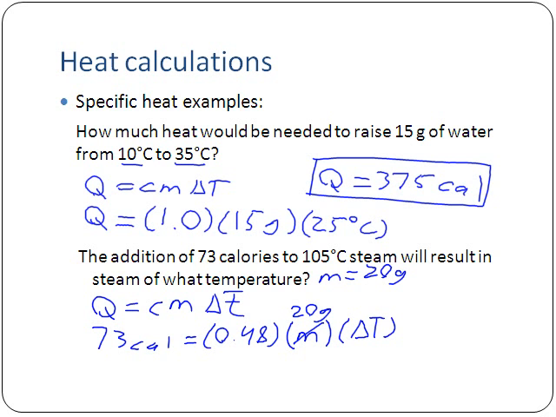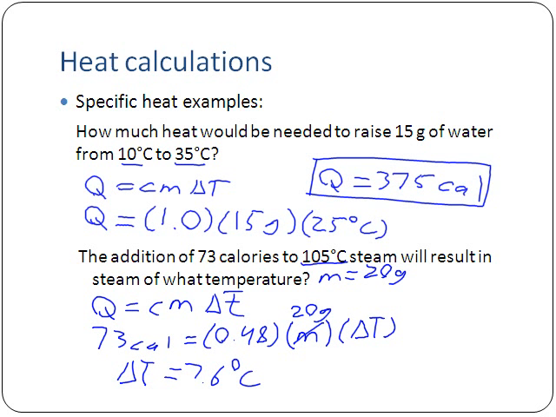So we're going to want to solve for delta T, and so we'll take 73 calories. And once we've got those 73 calories, you're going to divide it by 0.48, and then take that and divide it by 20. And we end up with, I get delta T to be 7.6. So we get delta T is 7.6 degrees Celsius. Now, this is the change in temperature, not the final temperature.